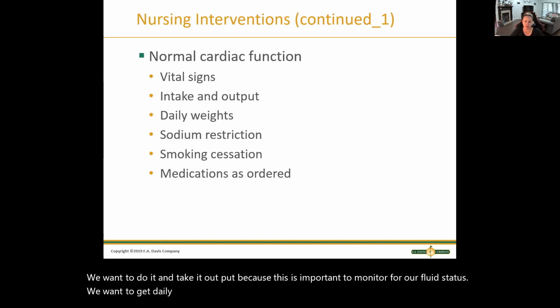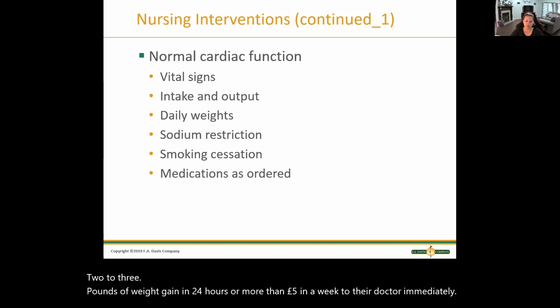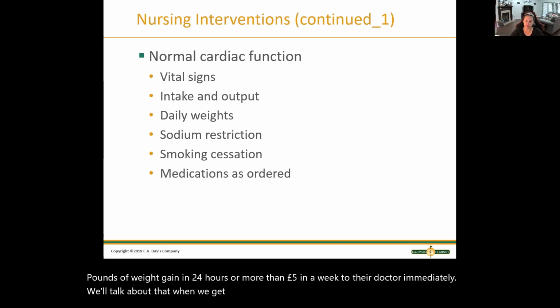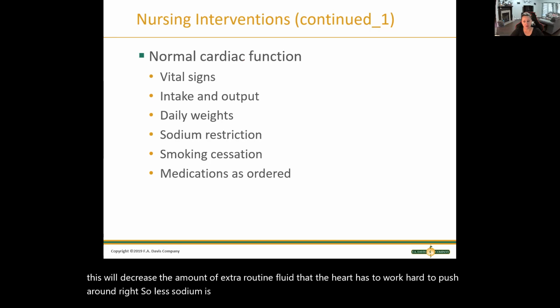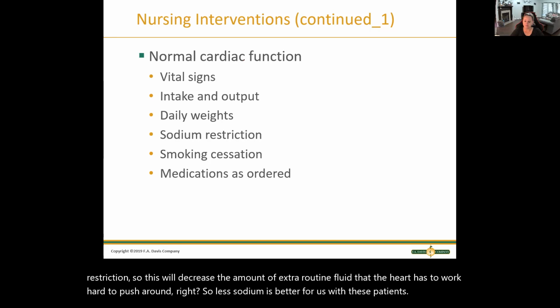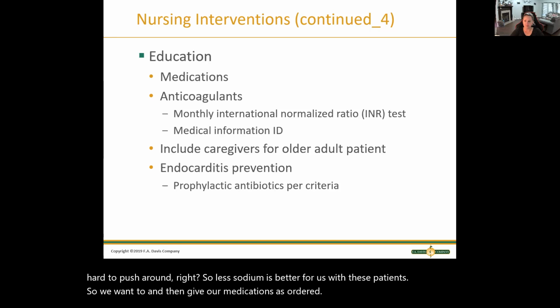We want to get daily weights. And with these heart failure patients, daily weights are very, very important. They need to report 2 to 3 pounds of weight gain in 24 hours or more than 5 pounds in a week to their doctor immediately. We'll talk about that when we get into the heart failure chapter as well. Sodium restriction, so this will decrease the amount of extra retained fluid that the heart has to work hard to push around, right? So less sodium is better for us with these patients. And then give our medications as ordered. Okay.